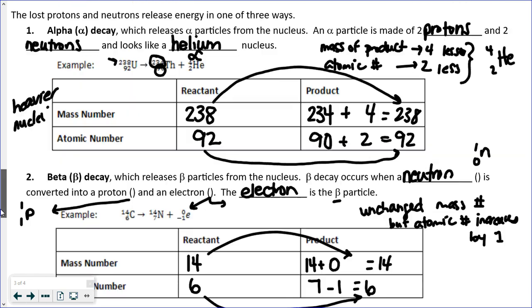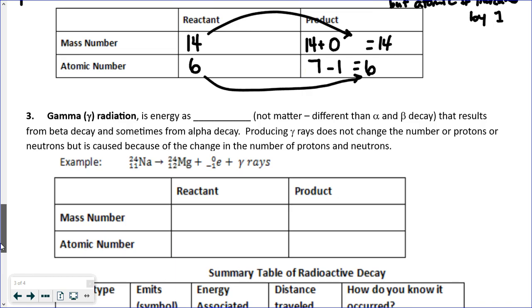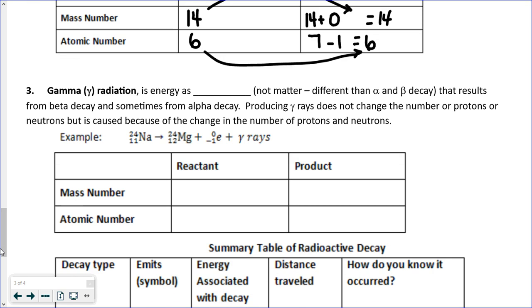An alpha particle is like a helium nucleus. The last one is gamma radiation. Gamma radiation is energy as EMR. We missed the physics unit, where we usually talk a lot about EMR. This is called electromagnetic radiation.